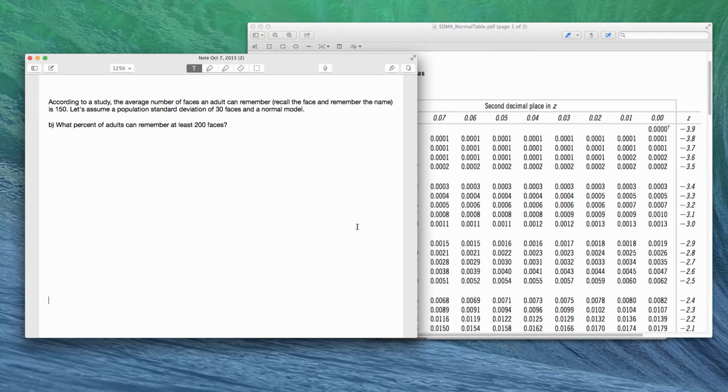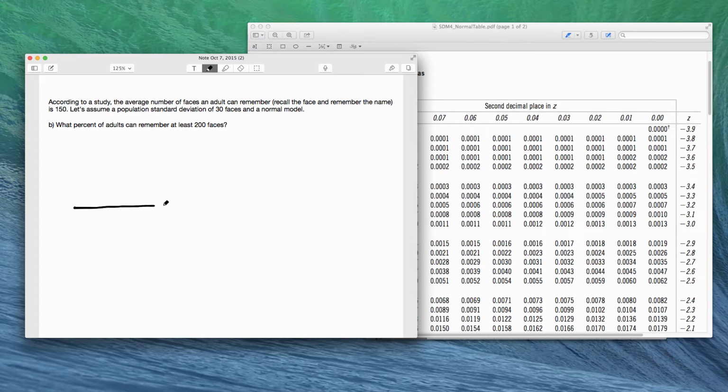This is our second video in an example to use the normal model to find probabilities or percentages with normal shaped data. In our last example, there was a statistic that adults can remember about 150 faces, in other words, remembering the face and the name. And we said that there was a standard deviation of 30 faces and a normal model for this data. So let's go ahead and draw what this means.